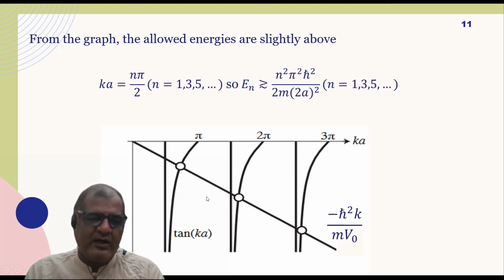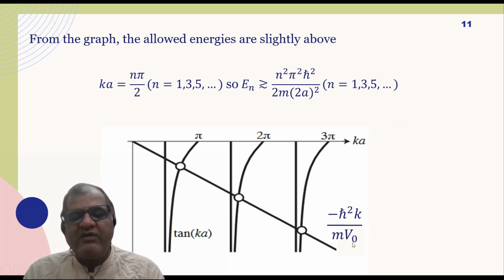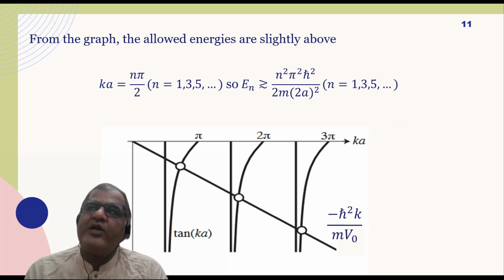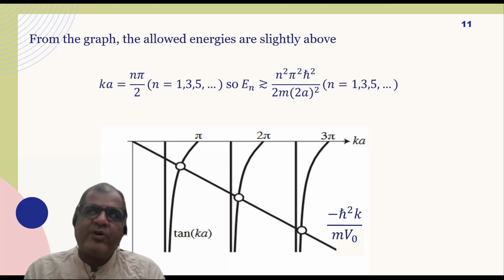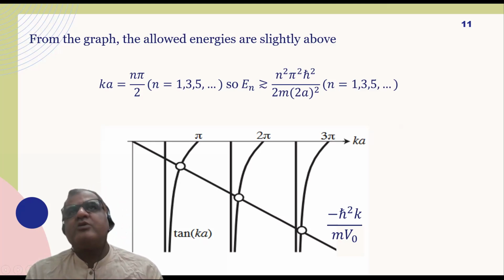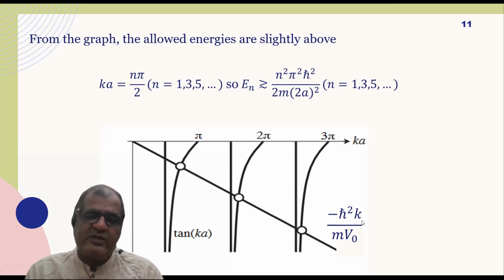The slope will keep on increasing, and the solution for k will be exactly nπ/2. So when V0 tends to 0, that means there is no delta potential barrier. That means this is a simple box. You get the energy levels exactly equal to k equal to nπ/2, which are the energy levels of an infinite potential box of length 2a. So if V0 is 0, this becomes a simple box.